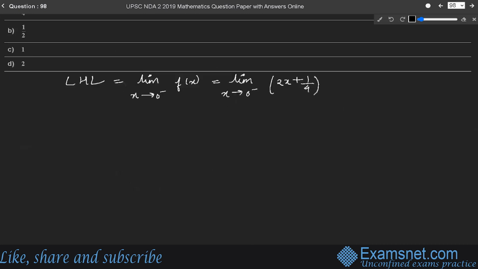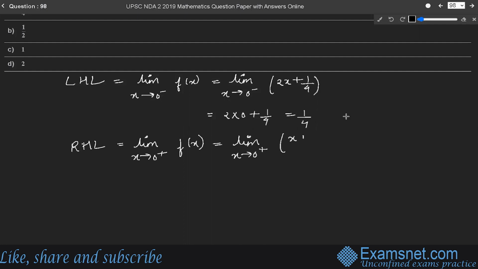So this will be equal to 2 into 0 plus 1 by 4, which is equal to 1 by 4. Now the right hand limit at x equal to 0 will be limit x tends to 0 plus f of x. So it will be equal to limit x tends to 0 plus (x plus 1 by 2) whole square. So this will be (0 plus 1 by 2) whole square, which is equal to 1 by 2 square, which is equal to 1 by 4.